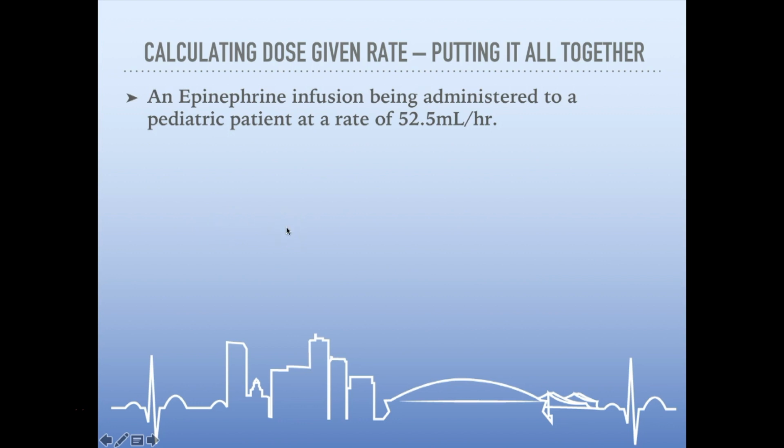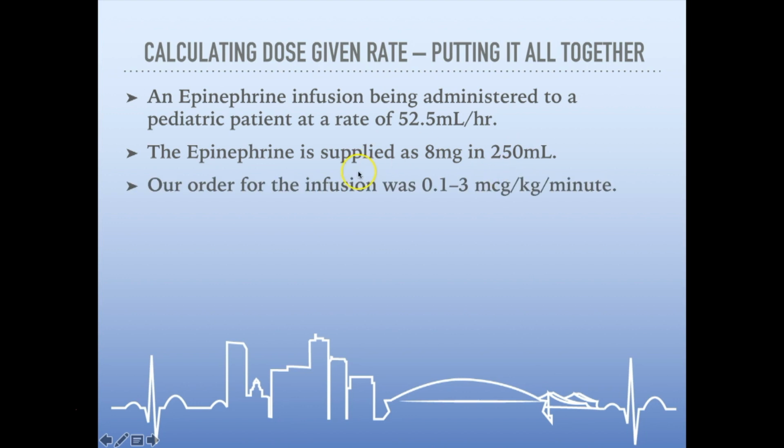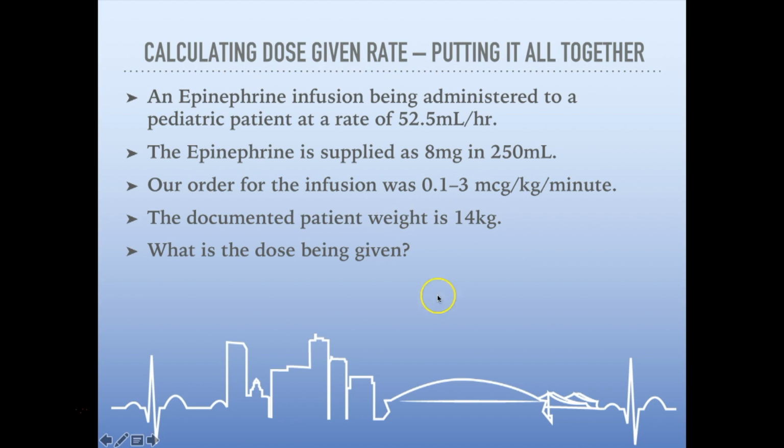So this time, we've been running an epinephrine infusion to resuscitate a pediatric patient, and we've been titrating to effect. Once we've reached our effect, we see that we're running at a rate of 52.5 milliliters per hour. So now the question is, what's the dose that's being administered to our patient? Our epinephrine was supplied as 8 milligrams in 250 milliliters, and our range for the order is 0.1 to 3 micrograms per kilogram per minute. Our documented patient weight is 14 kilograms. So what's the dose being given?